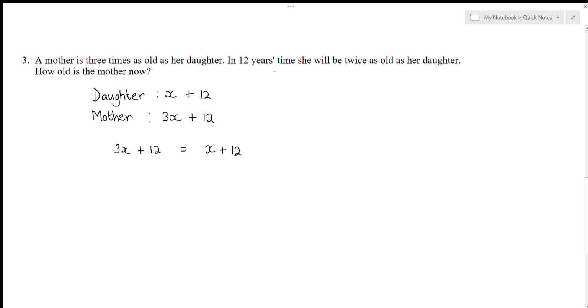But there's something we've left out here, and let's just look at that part. In 12 years' time, she'll be twice as old as her daughter.